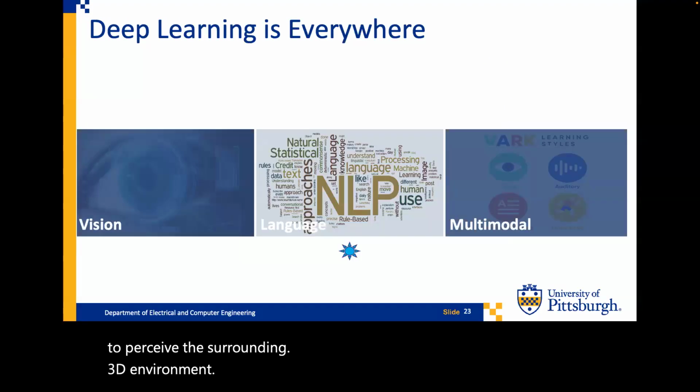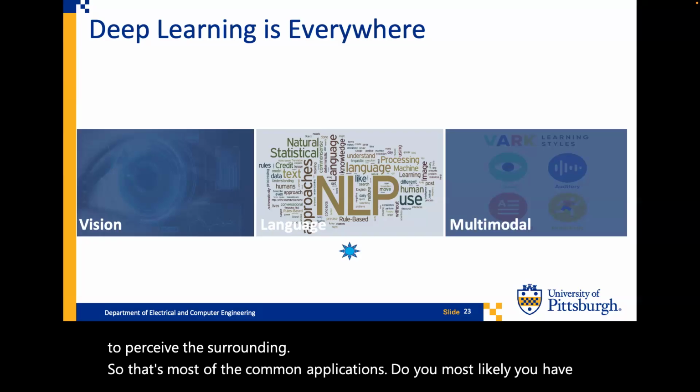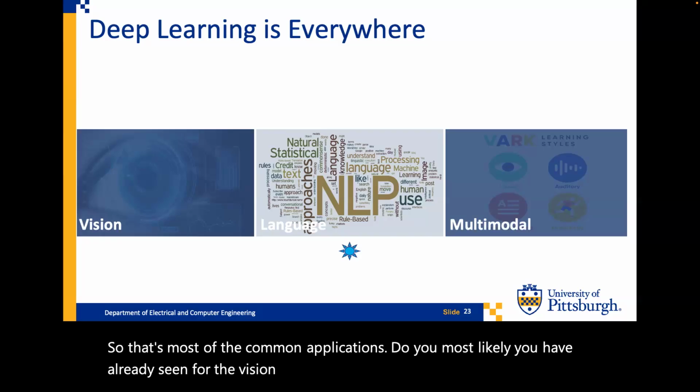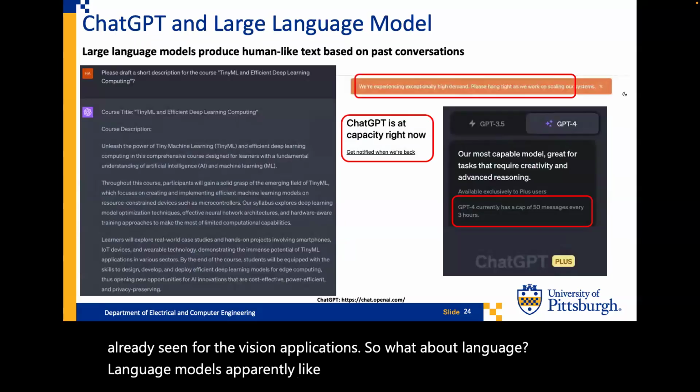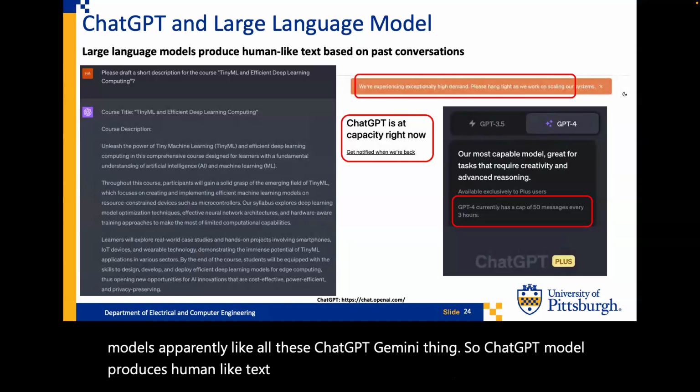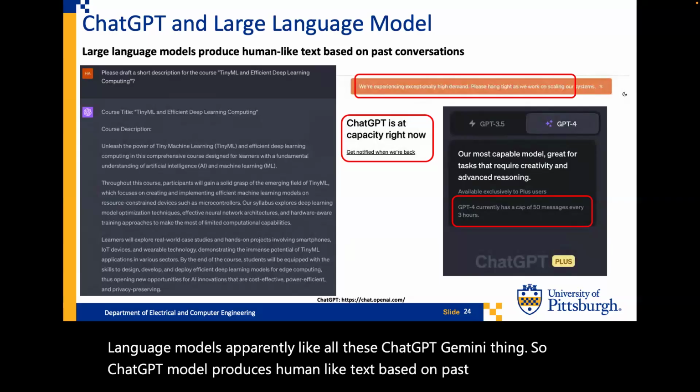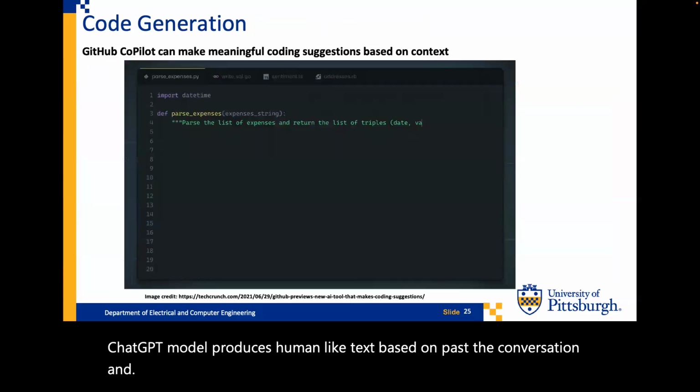So that's most of the common applications you have already seen for the vision applications. So what about language models? Apparently, like all these ChatGPT, Gemini things. The ChatGPT model produces human-like text based on past conversation, and also code generation, right?